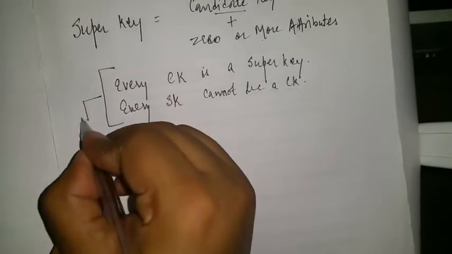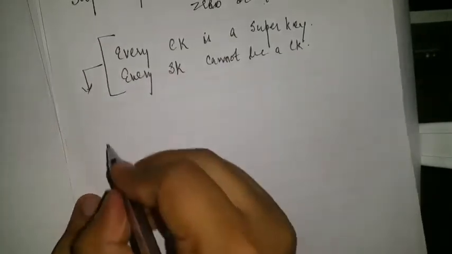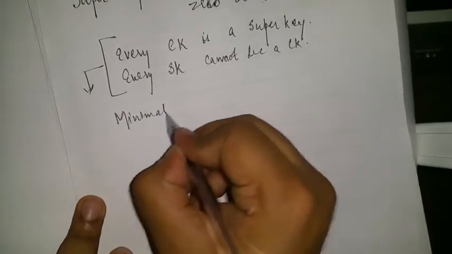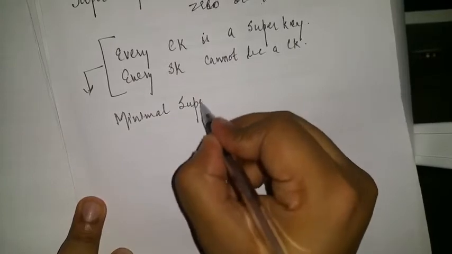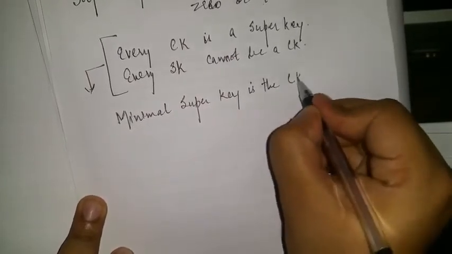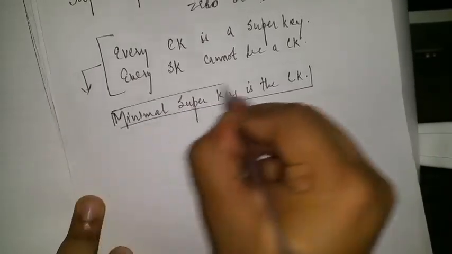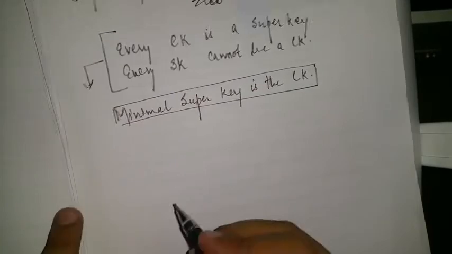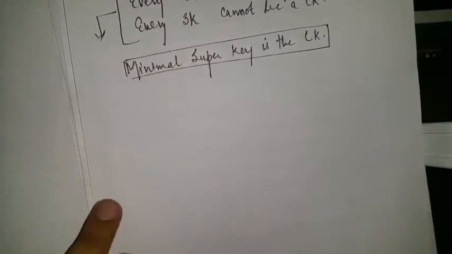From these two statements, we are deducing that minimal super key is the candidate key. Now, in order to understand better, let us take an example.